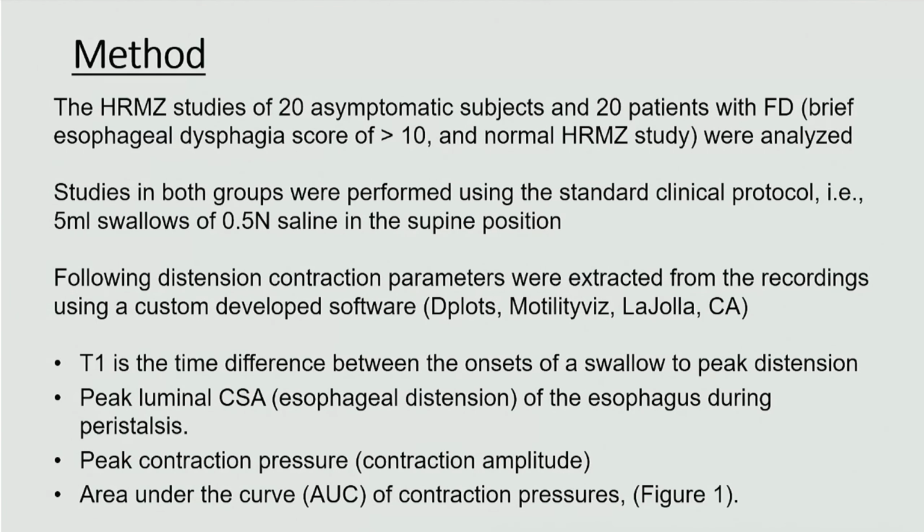After the procedure was carried out, the distension contraction parameters were extracted. The first one was T1, which is the difference between the onset of the swallow, the pharyngeal opening, to peak distension in each channel. Then you have the peak luminal CSA. Then you have peak contraction pressure. And you have the area under the curve of both the pressure and distension curves.